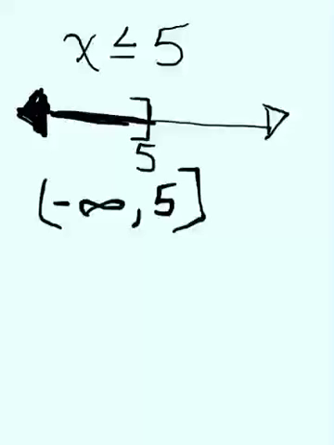Yes? What is it when you put a bracket and parentheses? Why do you do that for that? Bracket is when it had the equal to. So that 5 has the bracket because it was less than or equal to.